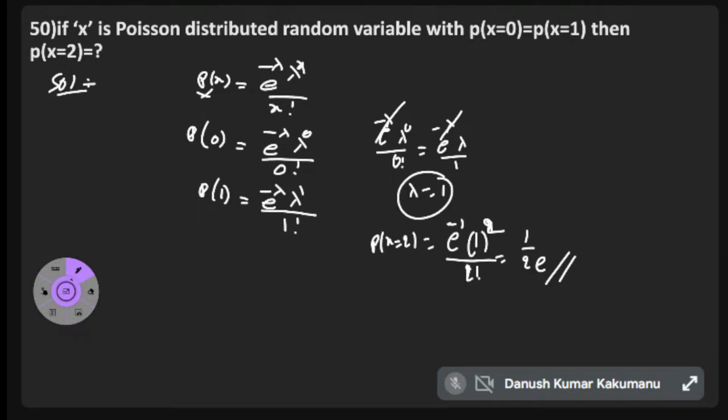All of you understood? Yes. From this one, what value did we get? Lambda equal to 1. That we substitute to calculate P of X equal to 2. 1 by 2 is the answer. Everyone understood? This is also a very interesting type of question.